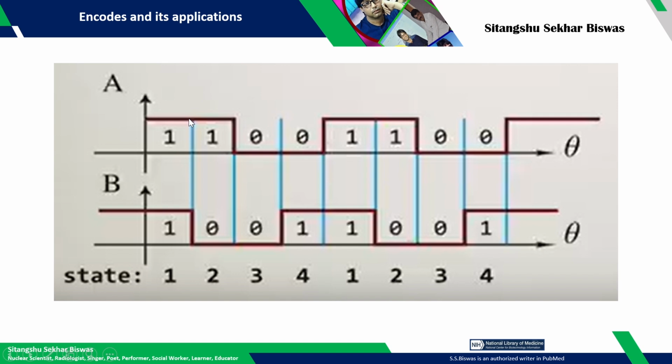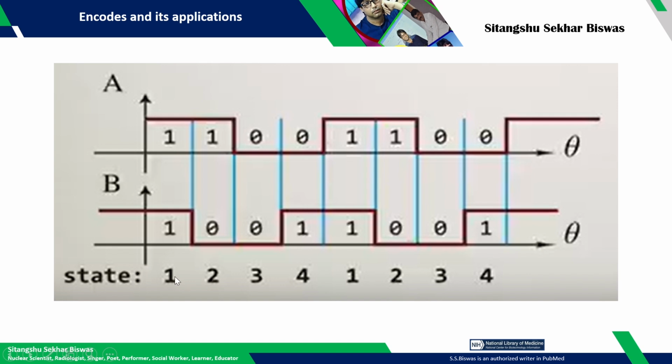This shows the state of each pulse. For example, when A is equal to 1 and B is equal to 1, the state is named 1. For A equal to 1 and B equal to 0, the state is named 2. When A equal to 0 and B equal to 0, the state is named 3. Lastly, when A equal to 0 and B equal to 1, the state is named 4.